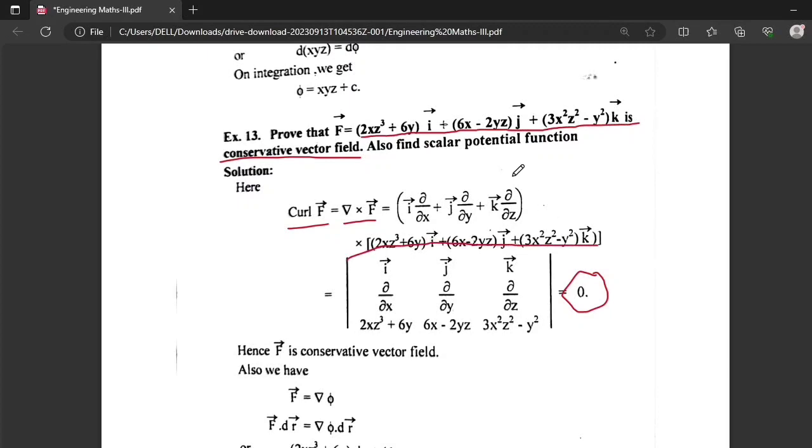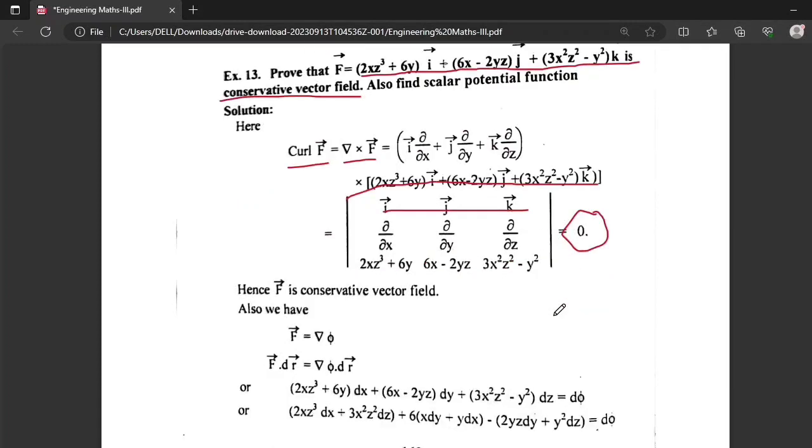To do the cross product, we have to expand the determinant. In determinant form, the first row is i, j, k, the second row is ∂/∂x, ∂/∂y, ∂/∂z, and the last row has the coefficient of i, 2xz³ + 6y, the coefficient of j, 6x − 2yz, and the coefficient of k, 3x²z² − y². So we need to show this is 0.